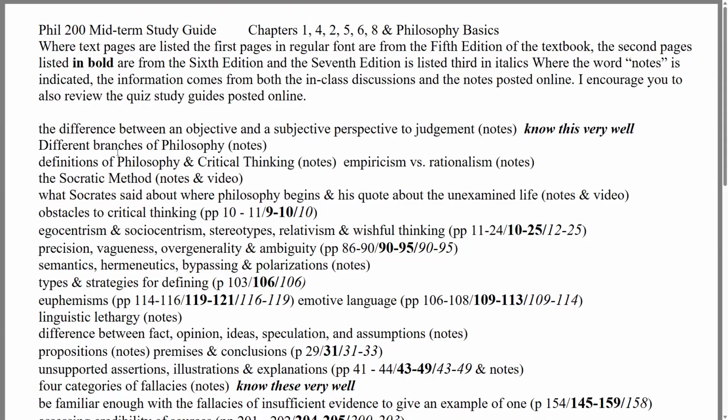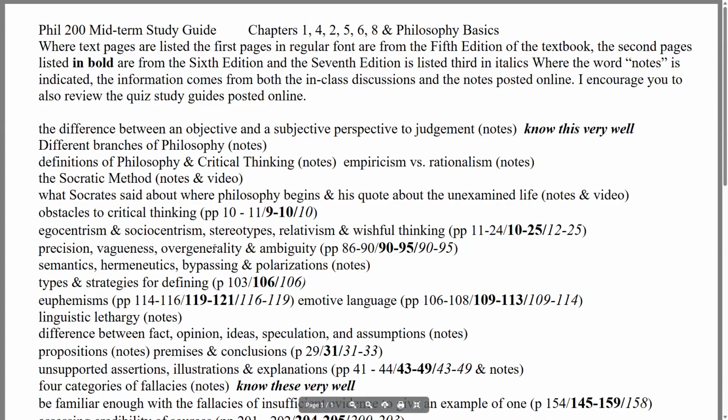The obstacles to critical thinking were at the end of chapter 1, okay, and there were many of them listed. We have a few of them here: egocentrism, sociocentrism, stereotypes, relativism, wishful thinking, blind obedience to reality, ignorance to information. All of those things can create problems for critical thinking.